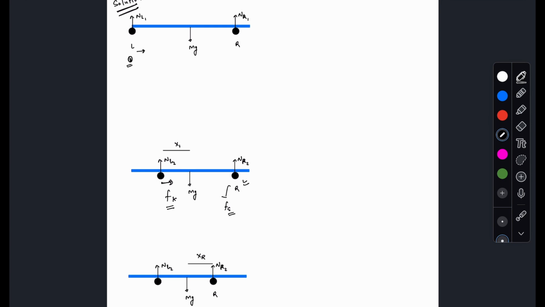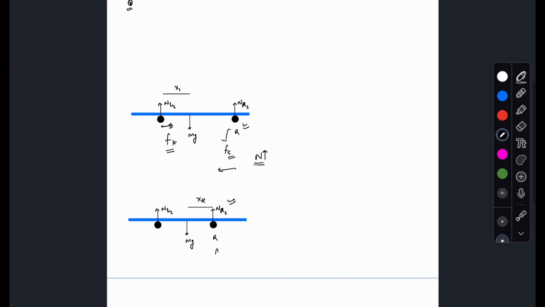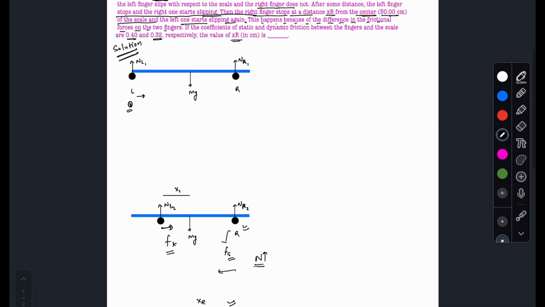Again, because now we are sliding this one, the normal will keep on increasing. The normal will increase because we are moving towards the center. At some point, the kinetic of this one in this scenario will become equal to the static of this one, and then afterwards this will start to slide. So this is the complete scenario.